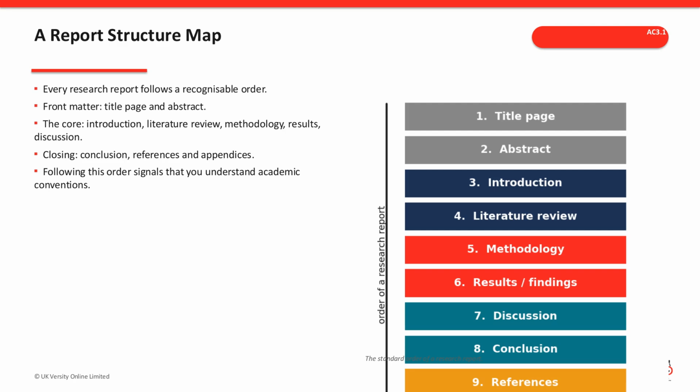Every research report follows a recognisable order, and it's worth carrying a mental map of it. At the front, you have the title page and abstract. The core runs through introduction, literature review, methodology, results, and discussion. And it closes with your conclusion, references, and appendices. Following that order quietly signals to the marker that you understand academic conventions.